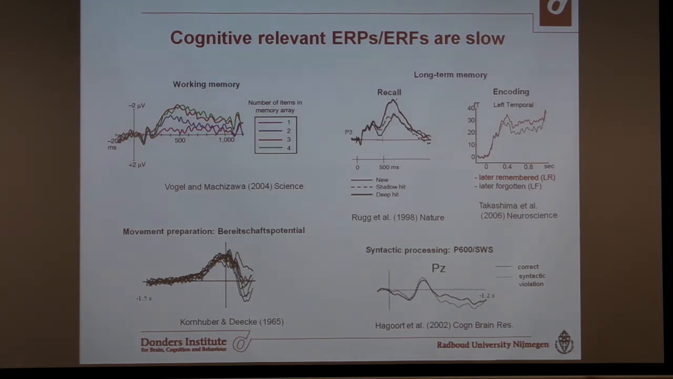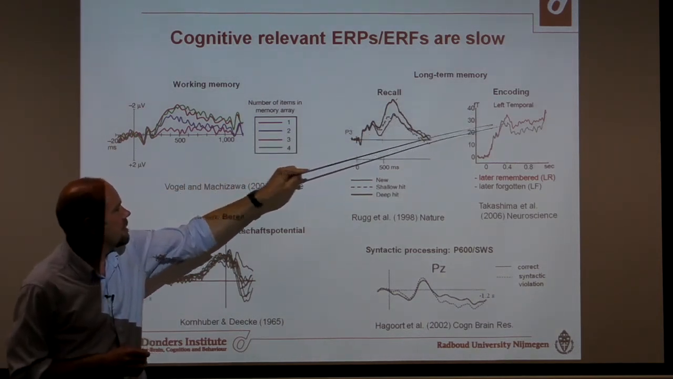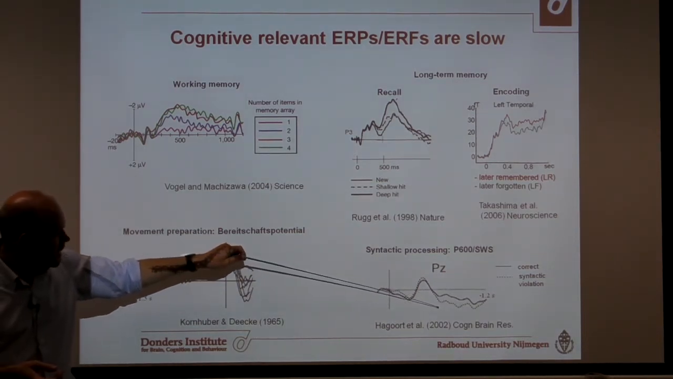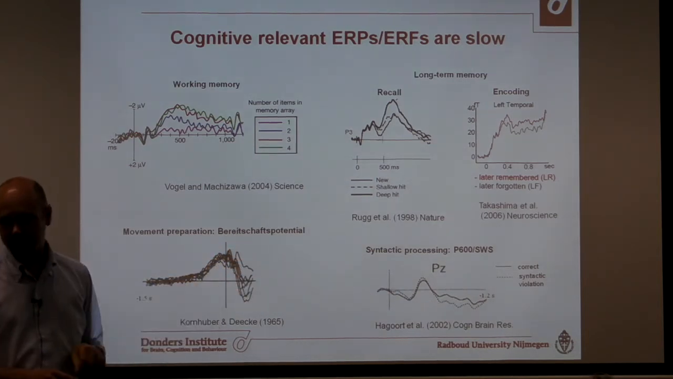But first, one observation. It turns out that many of these event-related responses that we measure in cognitive neuroscience have a very slow time course. There's the focal study where you see this systematic increase in event-related responses with working memory load. There are the long-term memory findings, subsequent memory and recall. There are the movement preparation potentials, the Bereitschaft potential, which builds up over a second. In language research, there's for instance the P600, also a very slow component.